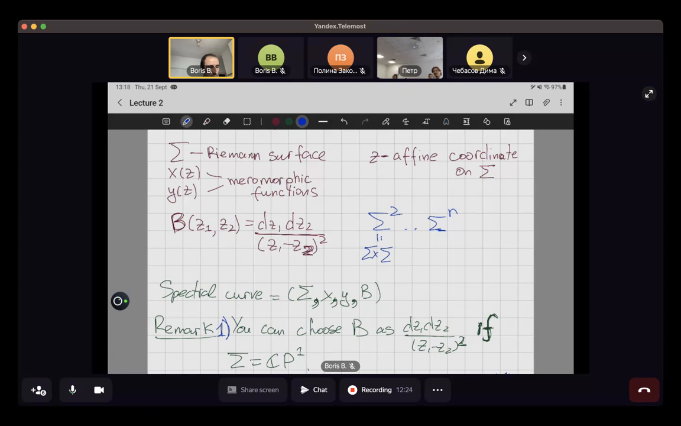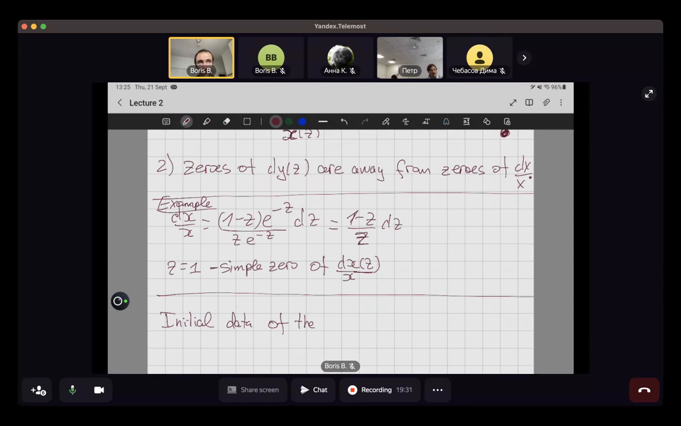Okay, this is what we had. We have a spectral curve, and we have some conditions on the spectral curve. From the spectral curve, we obtain the initial data of the recursion. I'm sorry for this. Some reconstructions around the recursion.